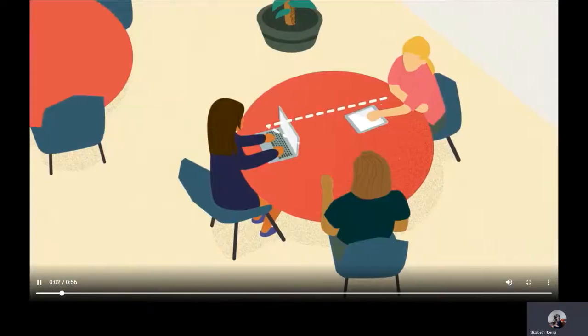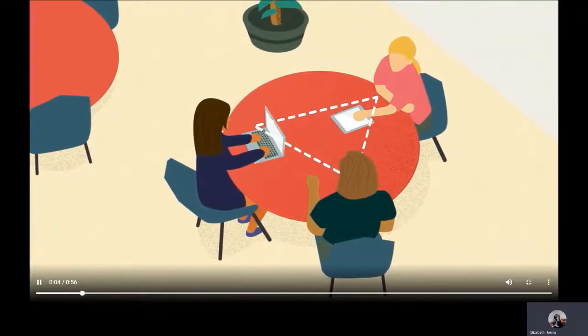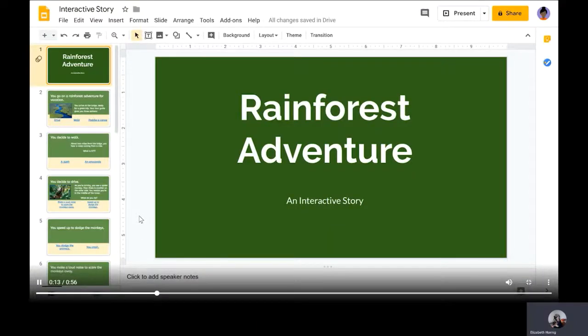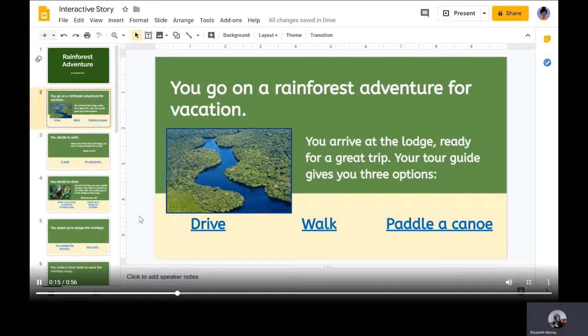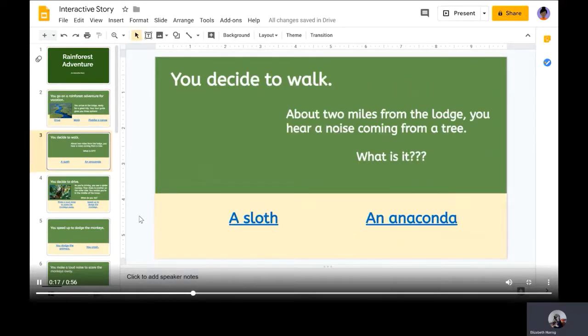And we'll get started. Hey, I'm Kumar. In this unit, you'll learn how to collaborate to tell an interactive story. In an interactive story, the reader acts as the main character and decides the plot of the story. You use Google Slides to tell your story. Each slide will describe a problem and provide choices for the reader.